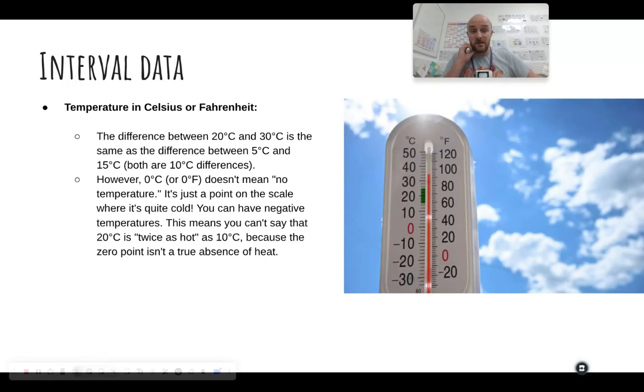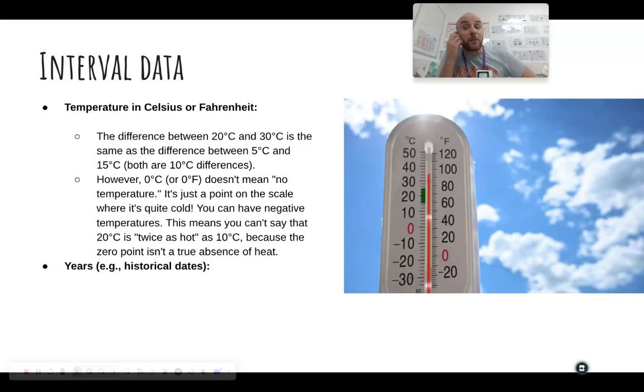The gap between 20 and 30 is the same as between 5 and 15. In this case, 10 degrees. 0 doesn't mean no temperature. It doesn't mean the starting point. You can go below that into negative.